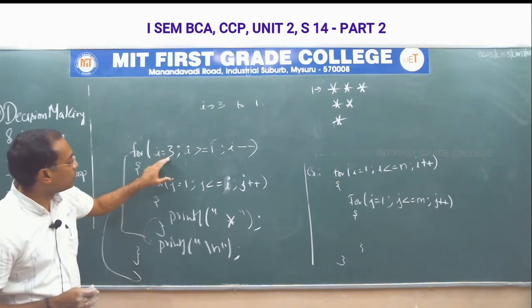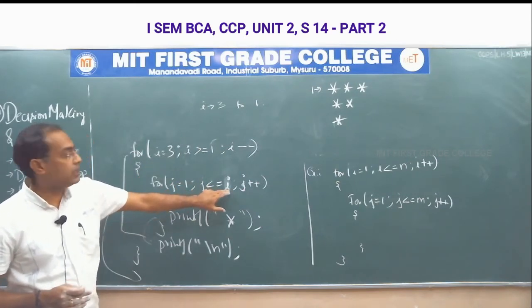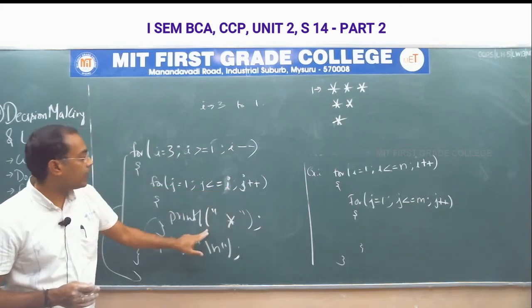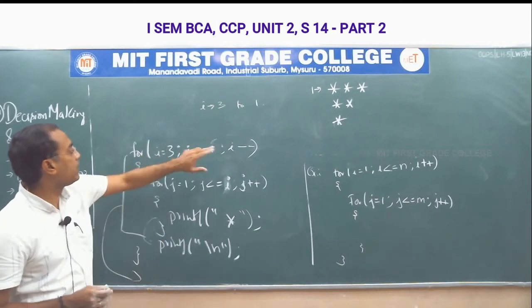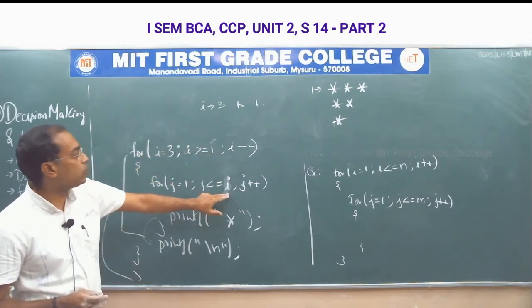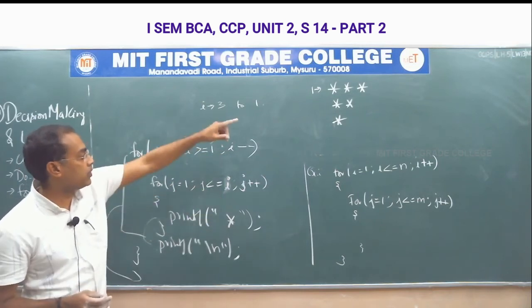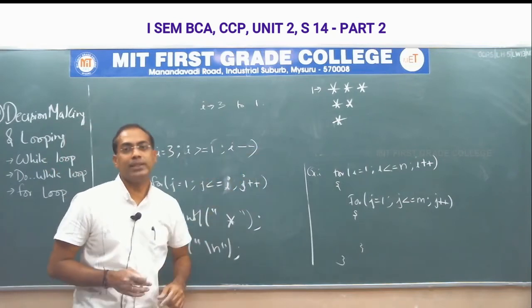So i equal to 3, j equal to 1. Is 1 less than or equal to 3? Yes, it's true. Go and print 3 stars and go to the next line. Now i will become 2 because of i minus minus. This 2 will be substituted here. 2 stars will be printed. Similarly, this loop will execute up to here.